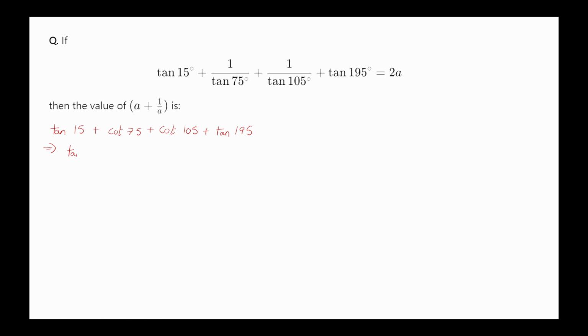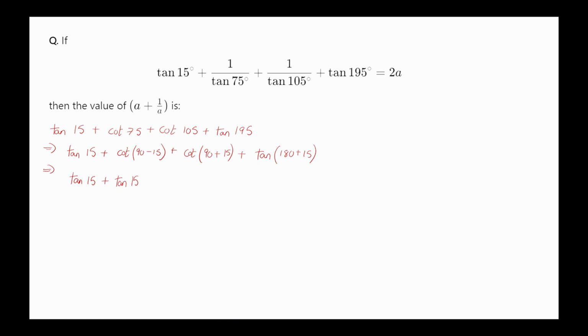So this would remain as it is, tan 15, cot 75. Now cot 75 can be written as cot of 90 minus 15, plus cot 105. Cot 105 can be written as cot of 90 plus 15, and tan 195 can be written as tan of 180 plus 15. So now if I convert all these angles into 15 format, cot of 90 minus theta is simply tan theta, and since it is lying in the first quadrant, where all my trigonometric functions are positive, this would become simply tan 15.